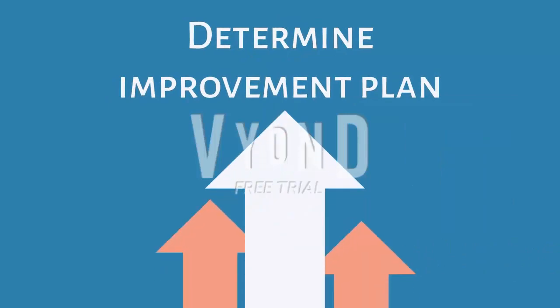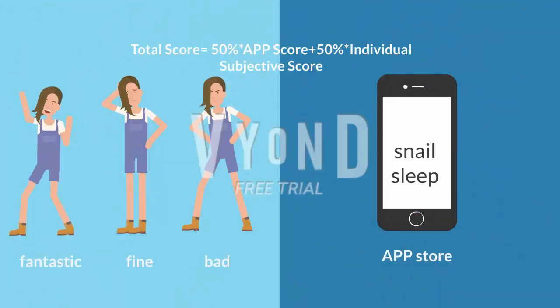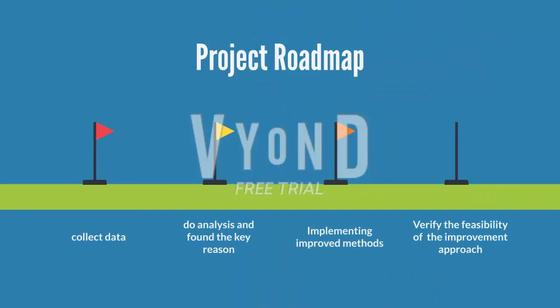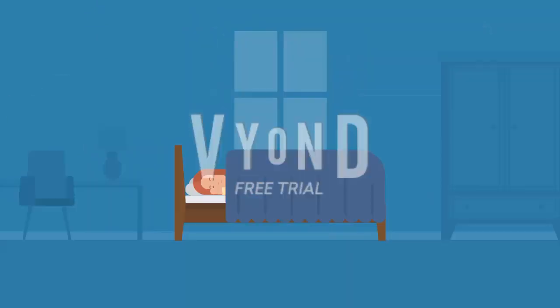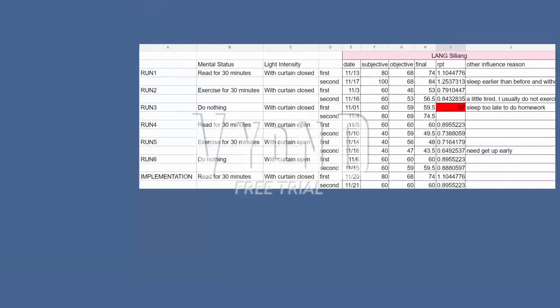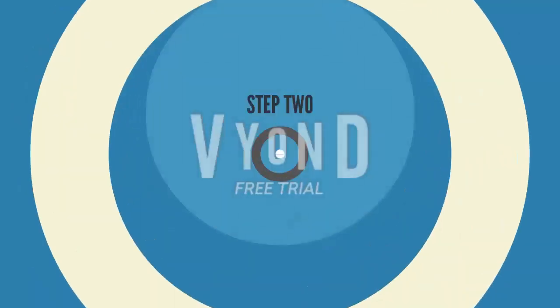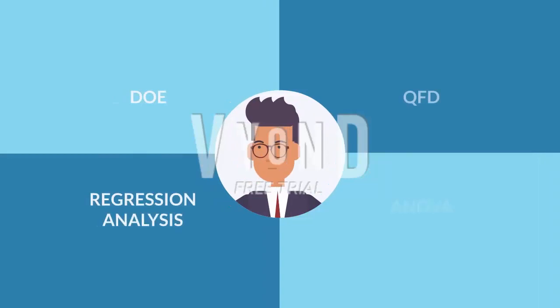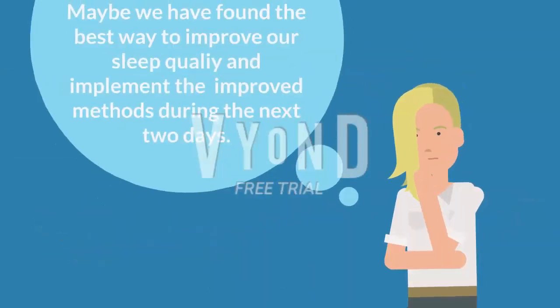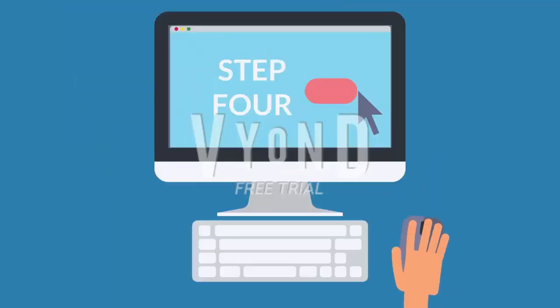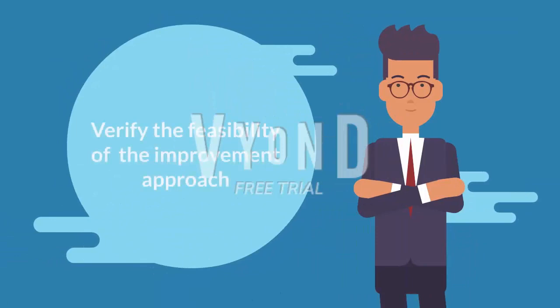After define and measure, we need to analyze data and improve it. Here is a step-by-step layout for our project. For the first step, after subjects sleep in the night, data will be collected with the Snail Sleep app and recorded in Google Docs. Then in step 2, we use DOE, QFD, regression analysis and ANOVA methods to analyze the results. In step 3, we hopefully find the best way to improve our sleep quality and implement the improved methods during the next 2 days. In the last step, we verify the feasibility of the improvement approach.